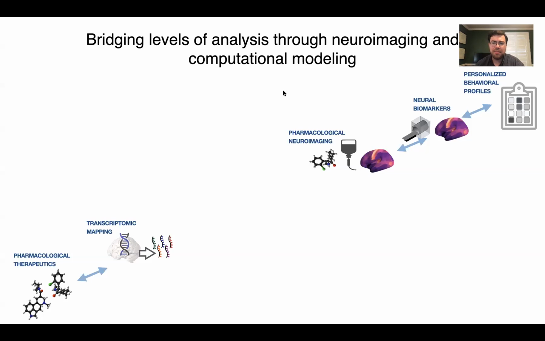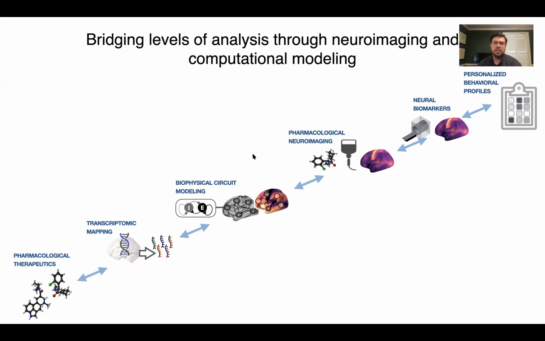We can bridge this gap even further by doing pharmacological neuroimaging with causal perturbations of the molecular systems and observing the impact on large-scale brain networks. And then we can make those mechanistic links more computationally rigorous by simulating dynamics in large-scale biophysical modeling and simulating the effect of pharmacology on given receptor systems and simulating the effects on large-scale brain dynamics, which in turn we can relate to neuroimaging.